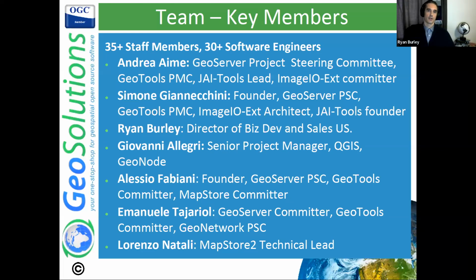GeoSolutions currently has over 30 engineers, many of which are the main code contributors for the products they support and develop. Two of which you have the pleasure of hearing from today, Alessio Fabiani and Giovanni Allegri. Alessio is a co-founder of GeoSolutions and lead developer, and Giovanni is senior project manager for QGIS and GeoNode. So with that, we want to thank everyone for attending, and Alessio, take it away. Also, I want to emphasize that you can ask questions through the Q&A chat, and we'll address questions towards the conclusion of the webinar.